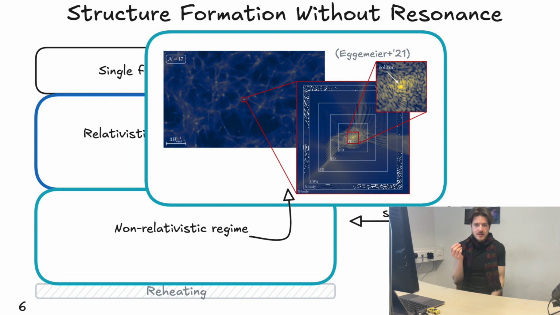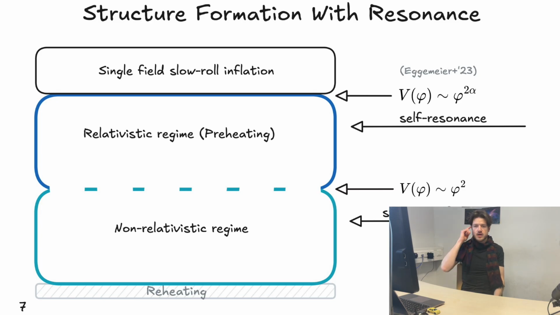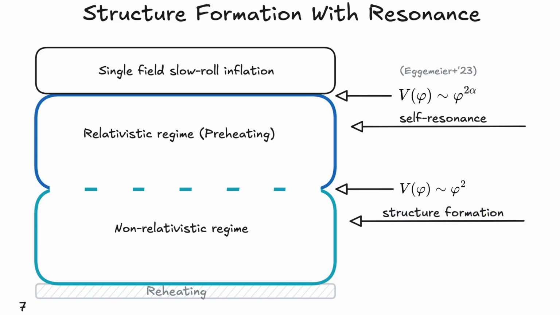Okay, so after we looked at the simple case where the potential is quadratic, Eggemeier et al. 2023 started to look at more complicated potentials, for example, the axion monodromy potential. Here the potential in the large field is proportional to phi to the power of 2 alpha, and in the small field, or in the minimum, it's nearly quadratic, which means that after inflation ends there could be resonance in the relativistic regime, and in the non-relativistic regime afterwards there still would be structure formation.